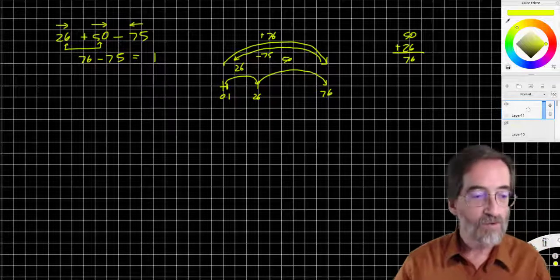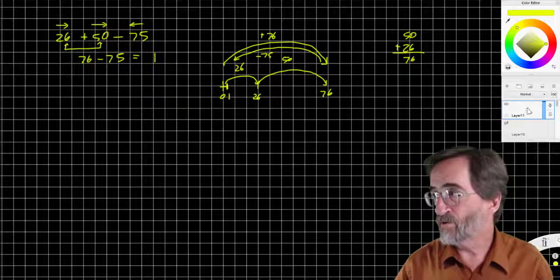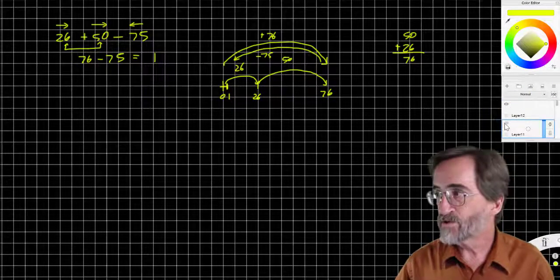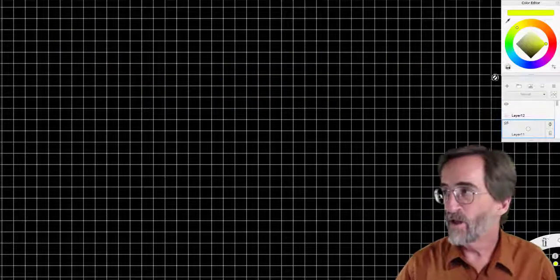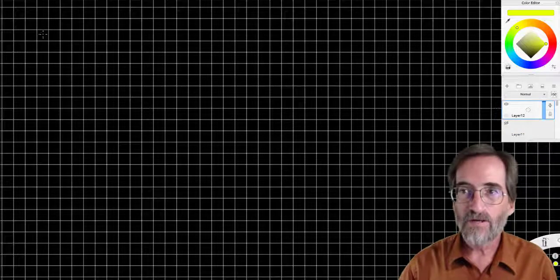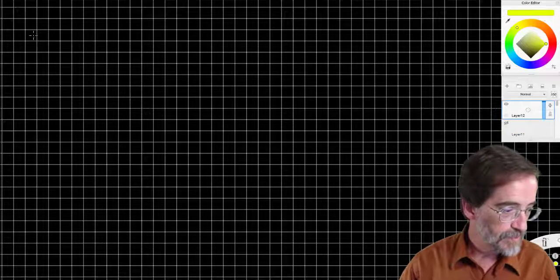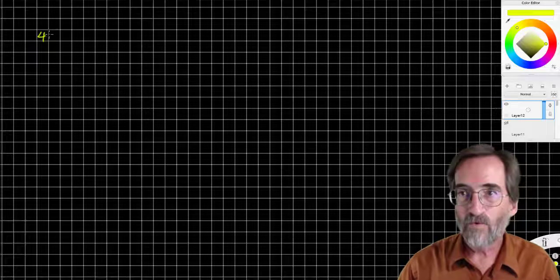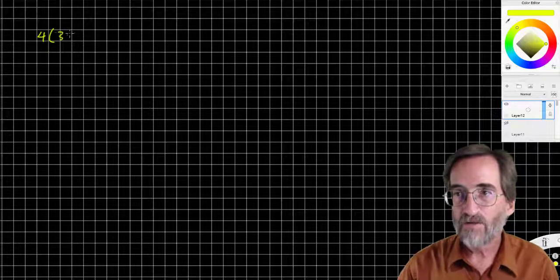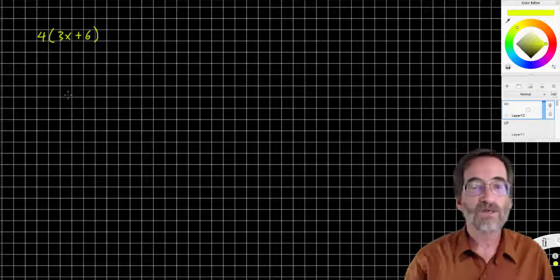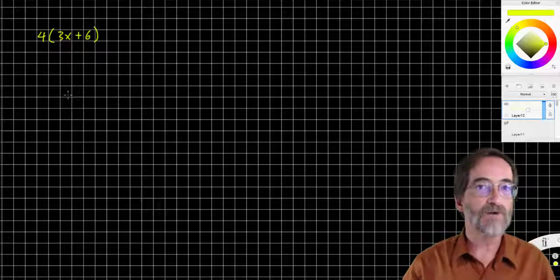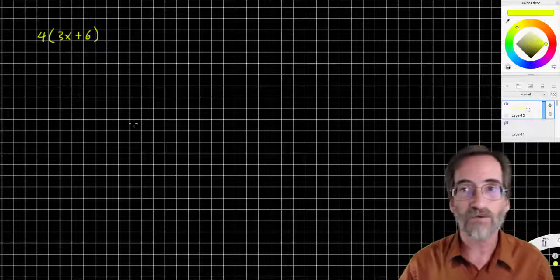All right, so another concept is something called the distributive property. Let's look at that. Distributive property. Okay, you may recall it like this here. And this is really kind of cool here. 4 times 3x plus 6. Okay, 4 times 3x plus 6. And you're asked to simplify this expression using the distributive property.